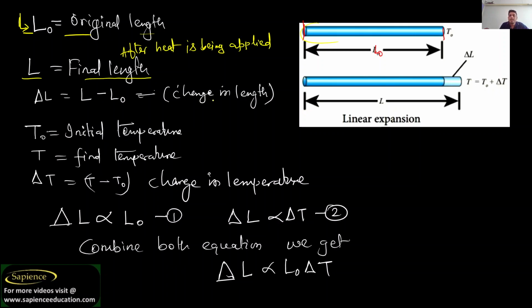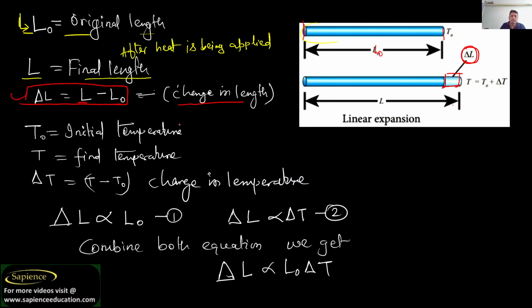Now, as you see from the figure, when there is an expansion in the length, how much change in length happens? So delta L is your change in length. Can we tell that delta L is L minus L naught? Because L was the final length and L naught was the initial length. So we can write change in length as L minus L naught.